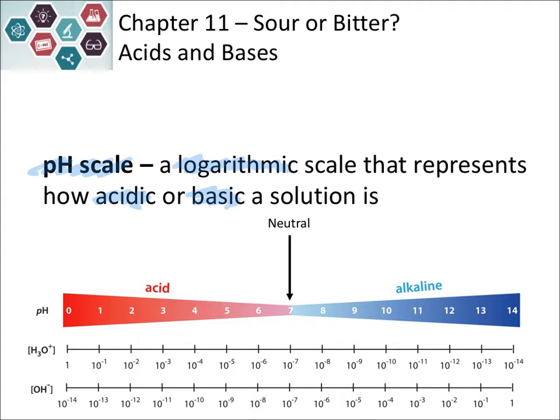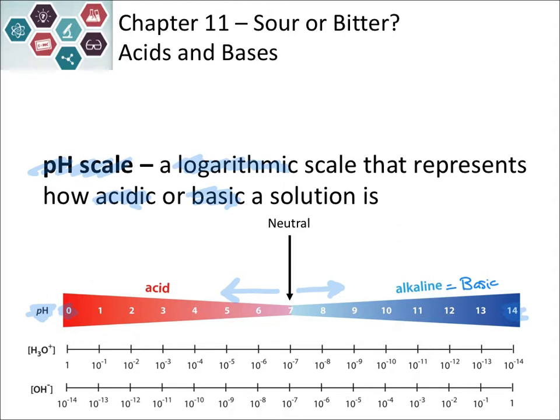So if we look at this image, we have pH in the first row. It runs from 0 all the way up to 14. It's the standard scale anyway. Anything that is less than 7 is considered acidic. Anything greater than 7 is considered basic. This word alkaline is another word for basic.